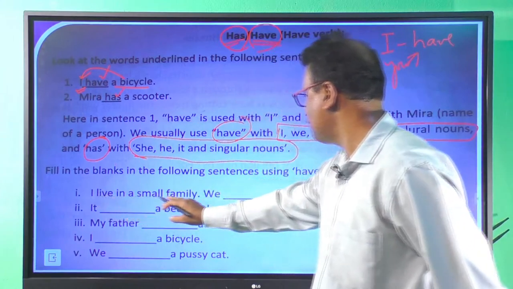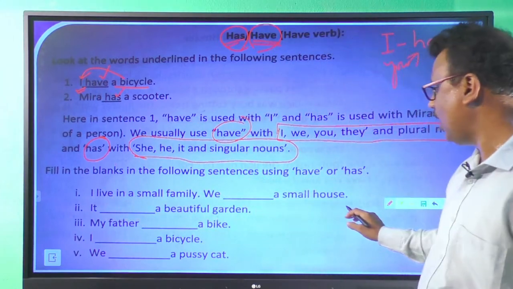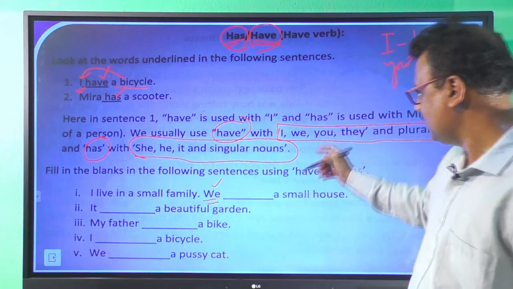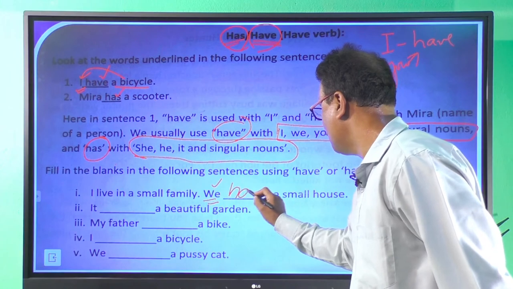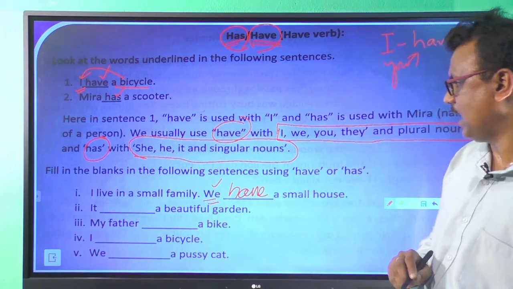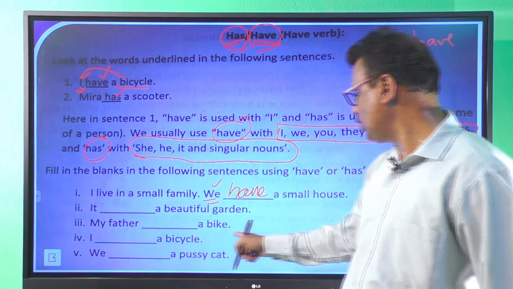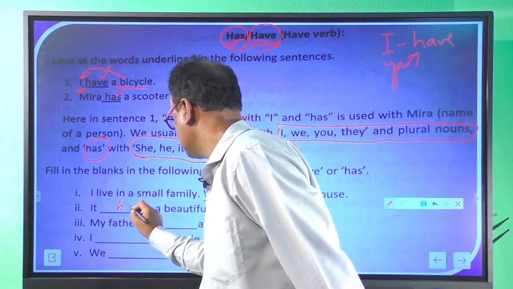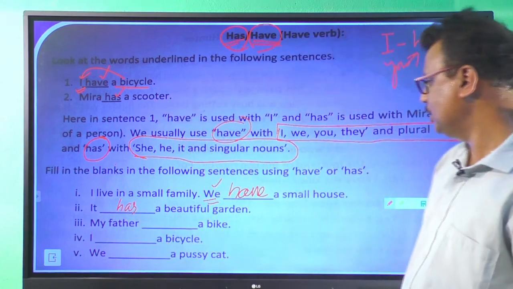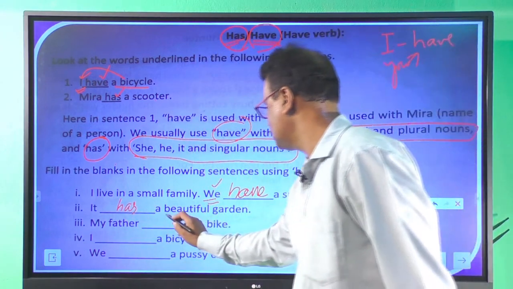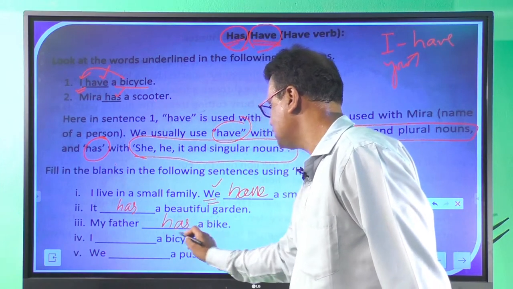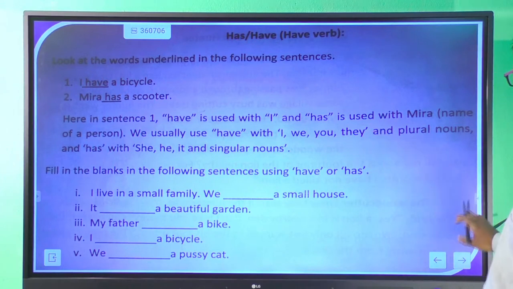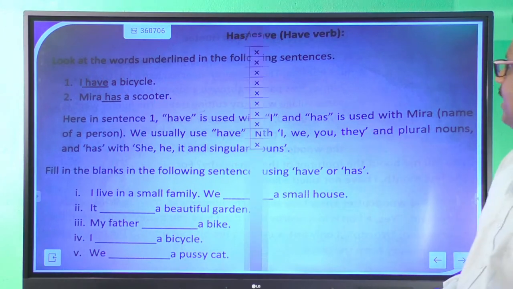I live in a small family. We dash a small house. We, the subject is we, so we comes in this category. So what shall we write here? Have. We have a small house. It dash a beautiful garden. It has a beautiful garden. My father has, third person singular number, has. So in this way you can do it, it is easy for you. Just remember where to put have and where to put has.